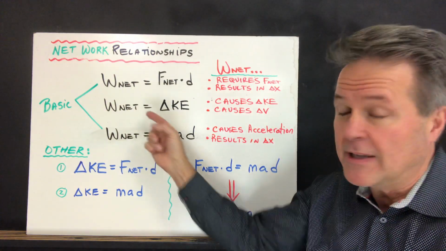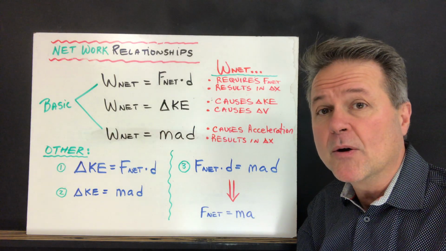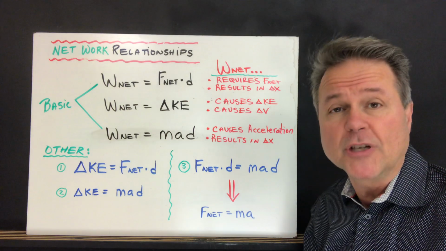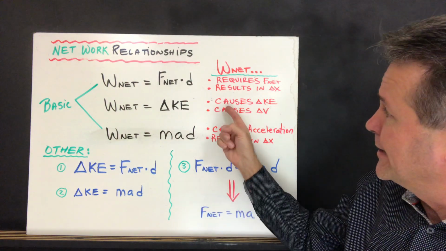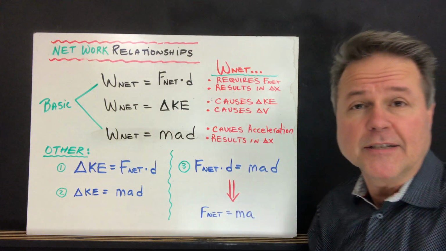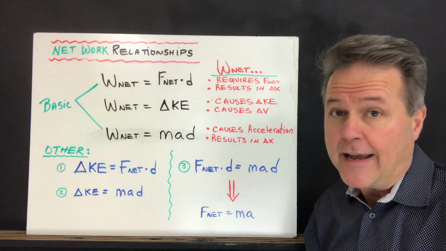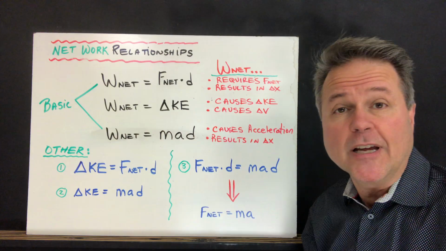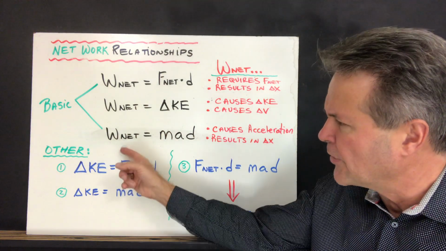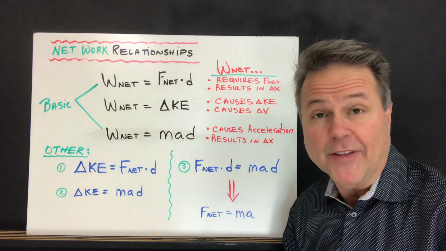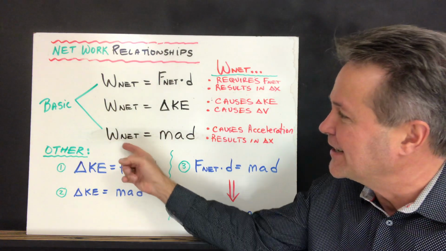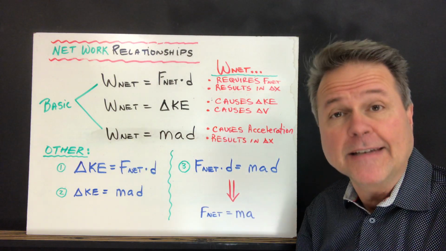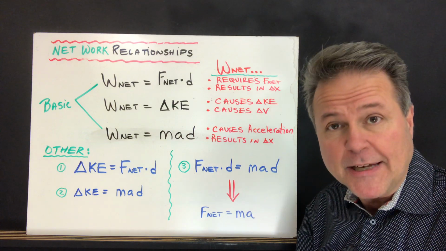Now this formula tells us that net work requires a net force and net work results in a displacement. The second formula, also known as the work kinetic energy formula, work net is equal to the change in kinetic energy. And that tells us that work net causes a change in kinetic energy, and we can also say that net work causes a change in velocity. Now the third basic formula, I call that the MAD formula, tells us that the net work causes acceleration and it results in a displacement.